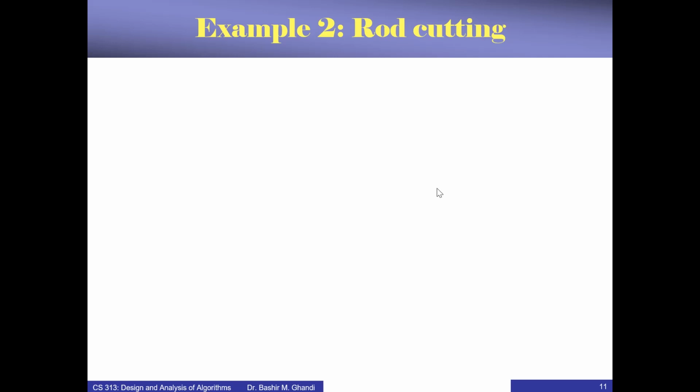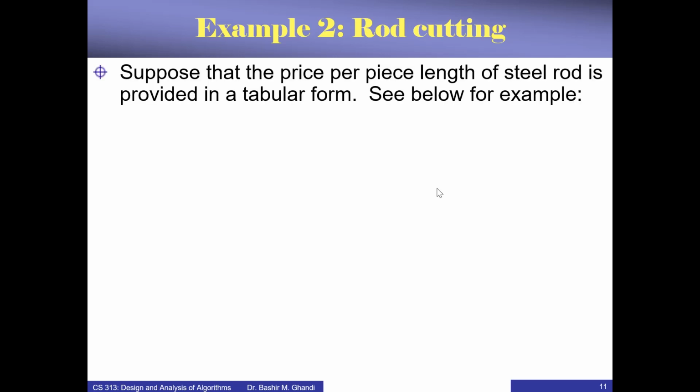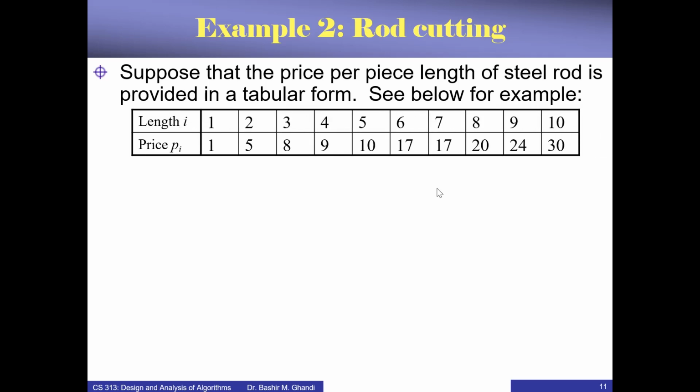Okay, our next example is the rod cutting problem. Suppose that the prices of pieces of steel rods are given to you in a table like this. So for a rod of length 1 inch, the price is 1 real. For a rod of length 2, the price is 5 reals, and so on.